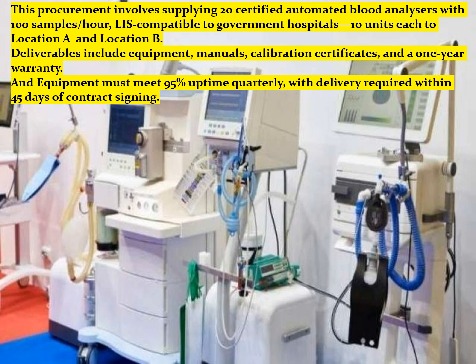duration. Using the same example we are using in this presentation, you can write that this procurement involves supplying 20 certified automated blood analyzers with 100-sample capacity, compatible with government hospitals, 10 units each to location A and location B. Deliverables include equipment, manuals, calibration certificates, and a 1-year warranty, and equipment must meet 95% uptime quarterly, with delivery required within 45 days of contract signing.